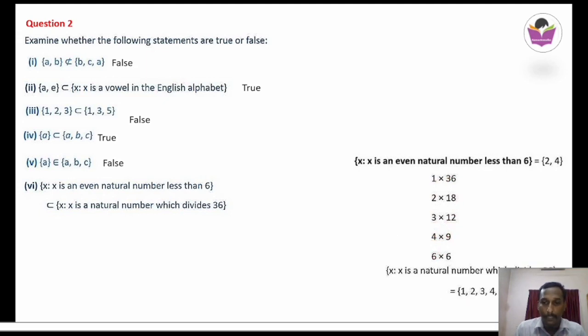So these are the numbers, and here x is a natural number which divides 36. That means these are the elements. And the first set's elements are this one, so it is a subset that is mentioned. You can see here 2 and 4. These 2 and 4 are elements of this set also. Means the first set's numbers are elements of the second set, means it is a subset. The statement is true here.